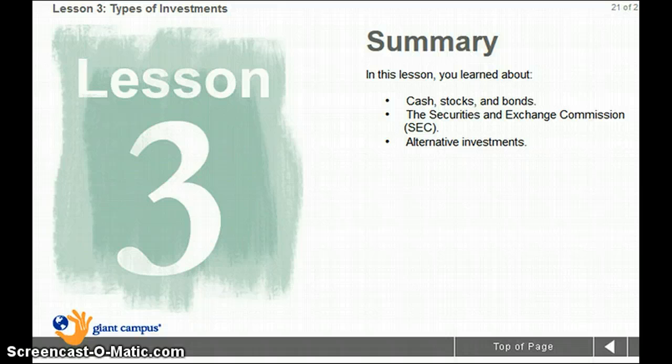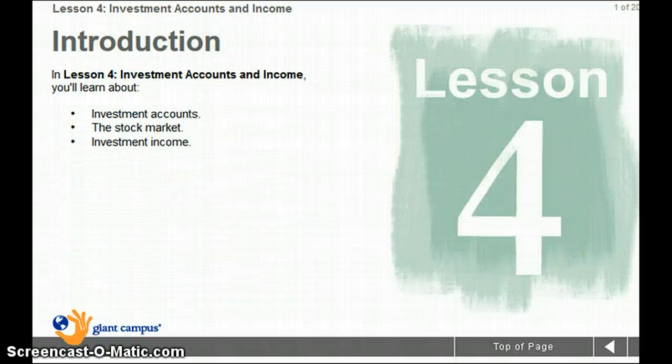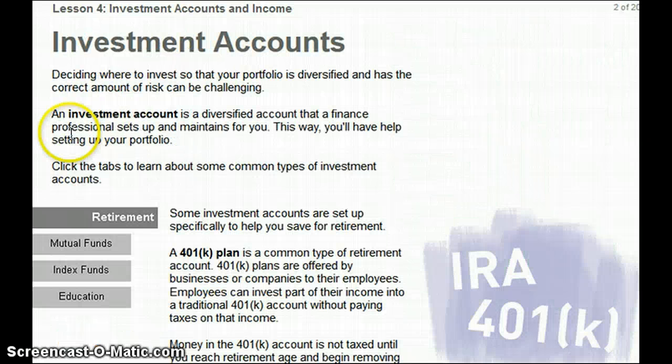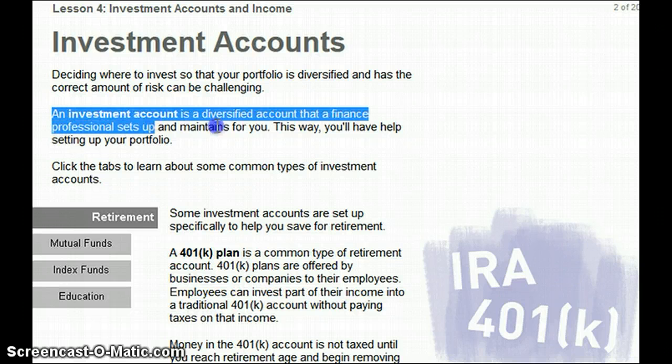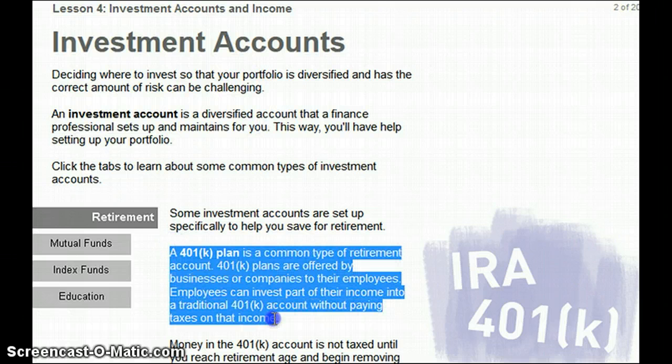Okay, so in part 3 of unit 4, personal finance, we talked about cash, stocks, and bonds, the Securities and Exchange Commission, known as the SEC, and alternative investments. Now we're going to talk a little bit about investment accounts, the stock market, and investment income. An investment account is a diversified account that a finance professional will help maintain for you. It can be a 401k plan, which is a retirement account. Employees can invest part of their income into a 401k without paying taxes on that income.